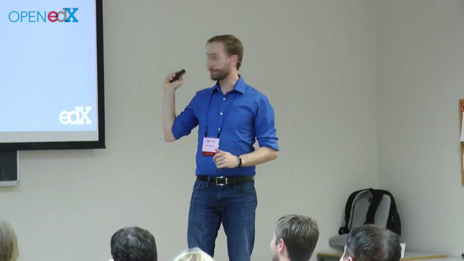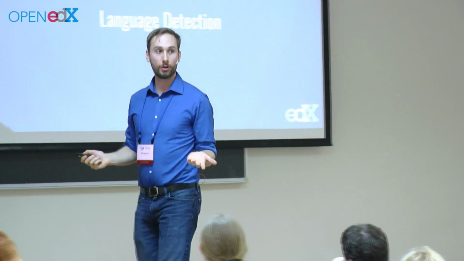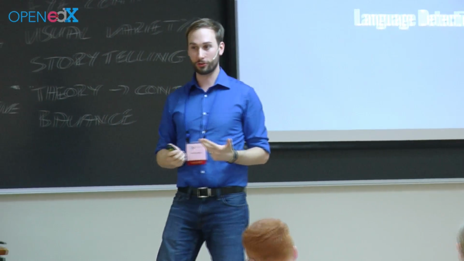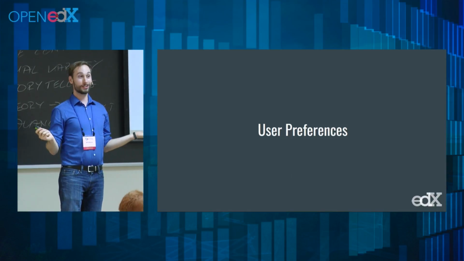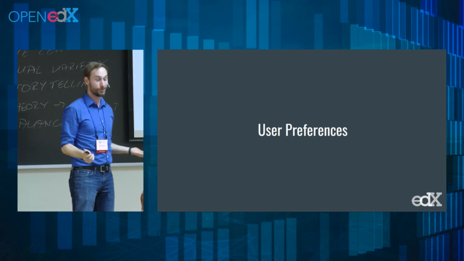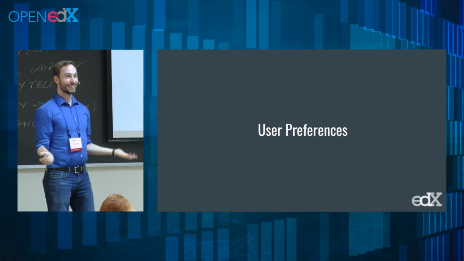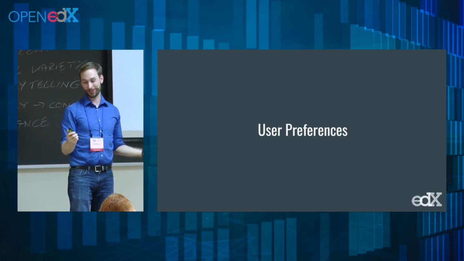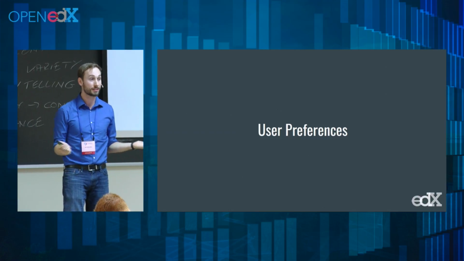The next piece that's really important is language detection. How do you know what language to even show for the user? What locale should I be using? Here's a really great one, user preferences. If the user has already told you, I want to see the site in Spanish, hello, show them the site in Spanish. We're going to be doing the work that Jasper just mentioned for e-commerce.